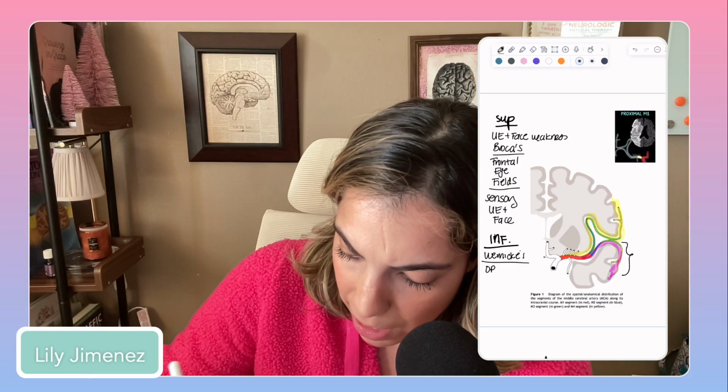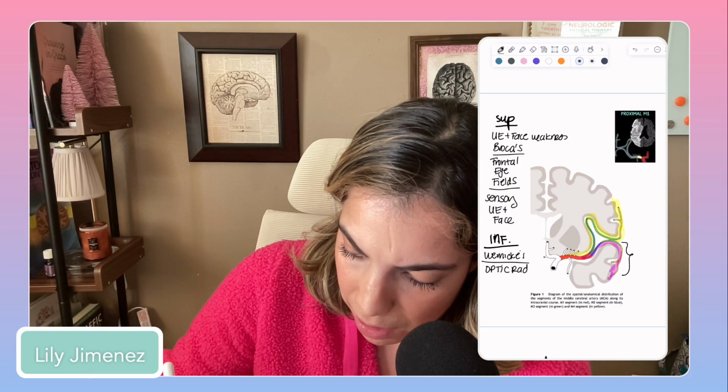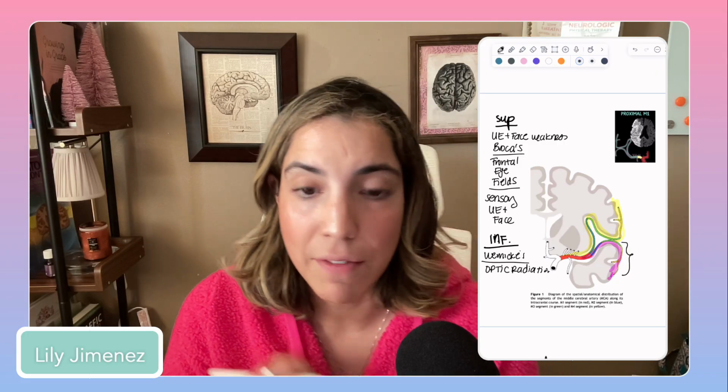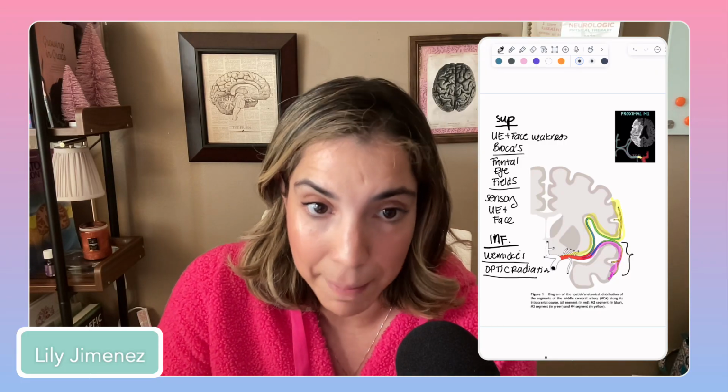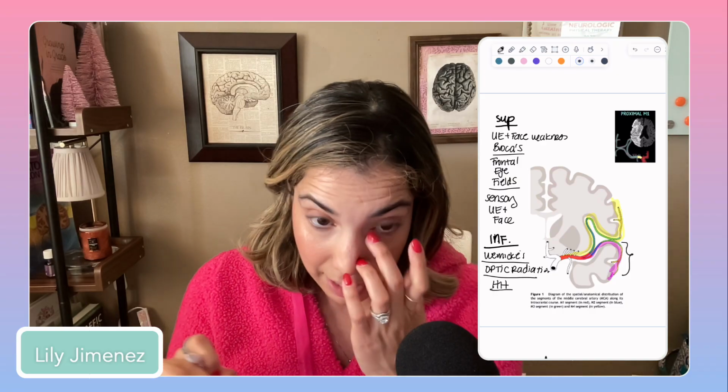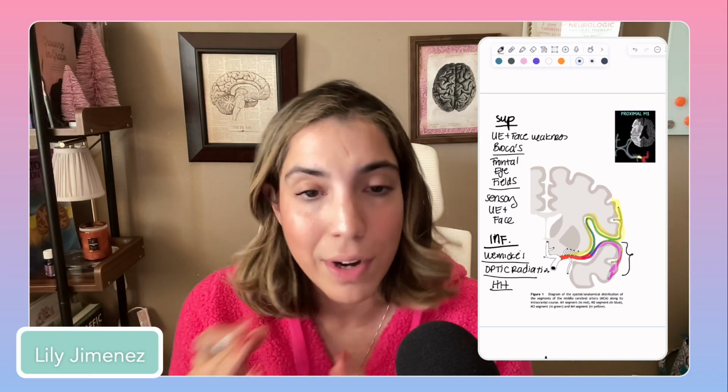So the optic radiation is going to cause visual field cuts. Okay, visual field cuts, meaning homonymous hemianopsia, HH. And the last part that I want to point out, so Wernicke's is of course going to be on the left side.